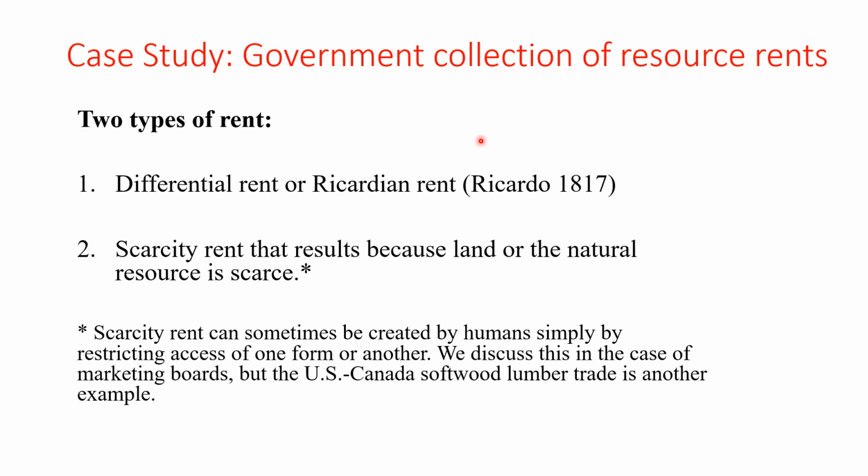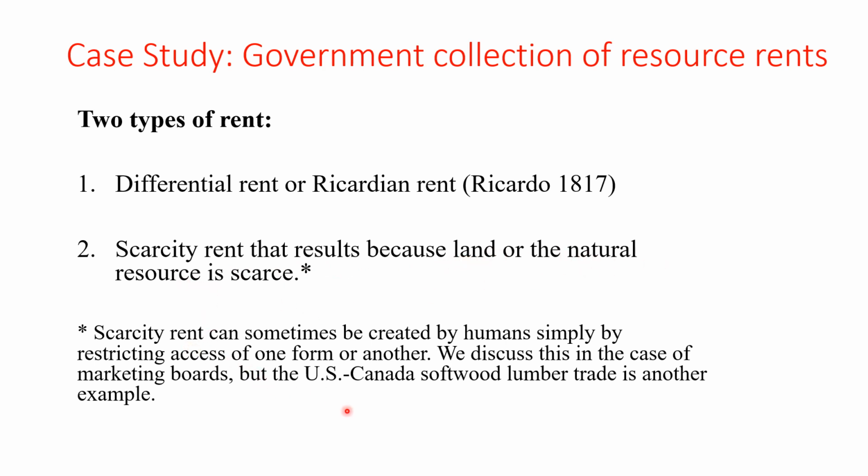Now let's consider government collection of resource rents. The first thing we have to do is define what is meant by a rent. We've already talked about quasi-rent as producer surplus, but here we're talking about two different kinds of rent. One is called differential rent, or sometimes Ricardian rent, due to the insight that David Ricardo had in 1817. And the other is scarcity rent, that results because land or some natural resource is scarce.